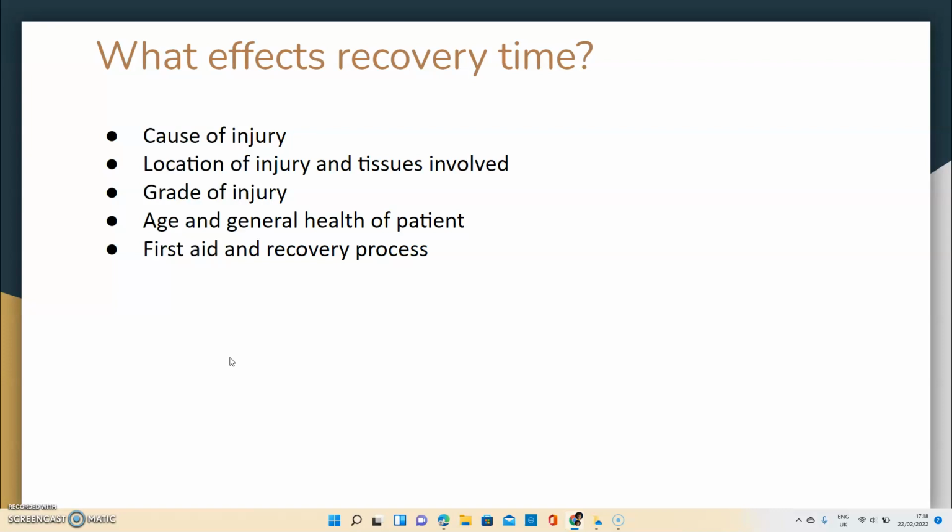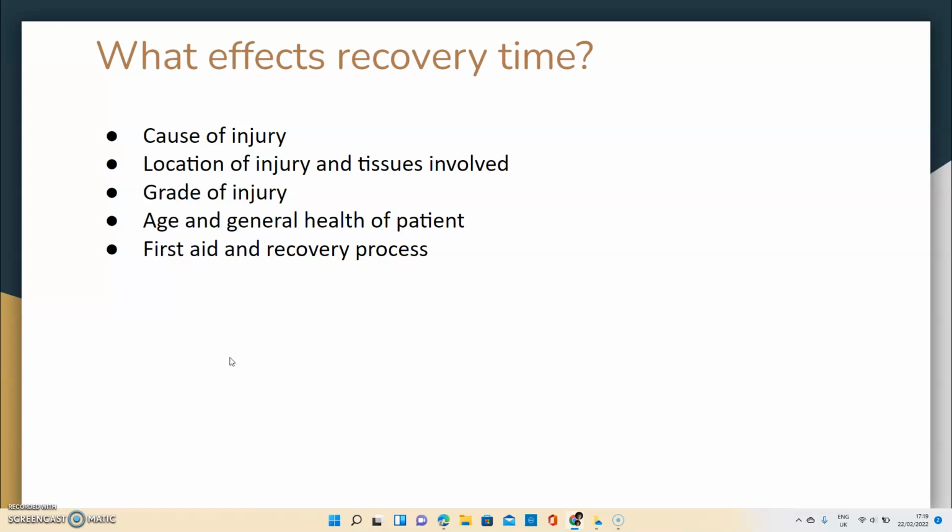Moreover, the more types of tissue involved in an injury will further increase the recovery time as it will make the body work much harder and won't allow it to just focus on one type of tissue. Next is the grade of injury. This will affect recovery time as it will change the amount of fibres that need to be repaired. For example, grade 1 only requires a few fibres to be repaired, so this will be much shorter than something like grade 3, where maybe all of the fibres need to be repaired.